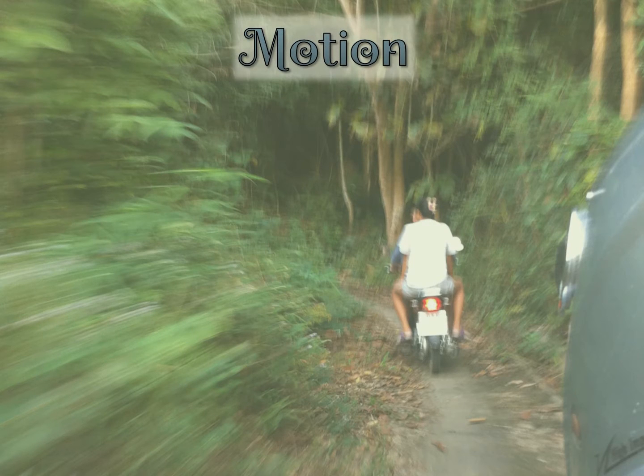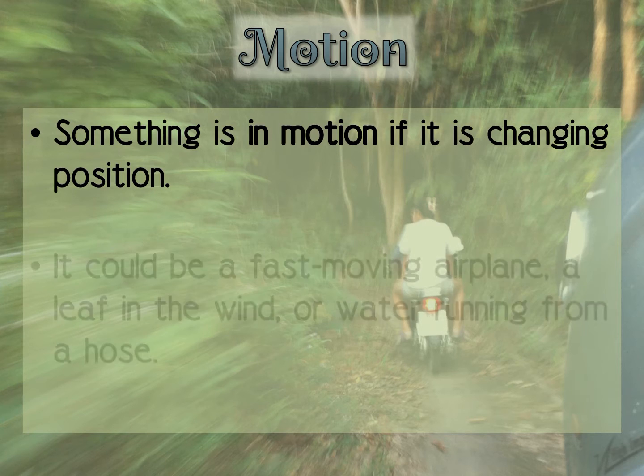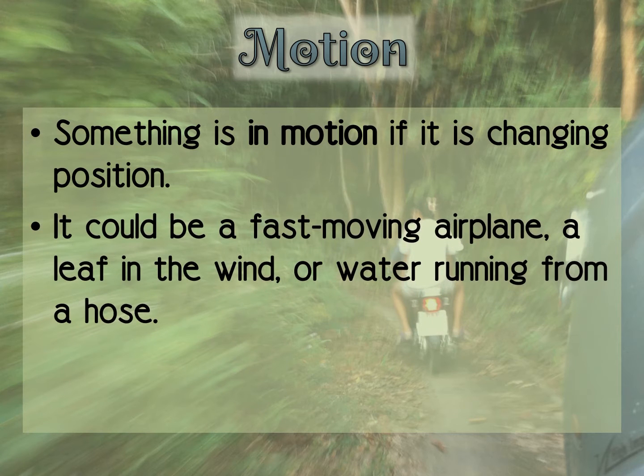So the first item on the title is motion, and we all understand what it means to be moving, but we're now going to clearly define motion. Something is in motion if it is changing position. And so this puts a clear definition on the idea of motion. It could be a fast-moving aeroplane in motion, it could be a leaf in the wind, it could be water running down a river, or anything else that's moving. But motion is when something is changing position.